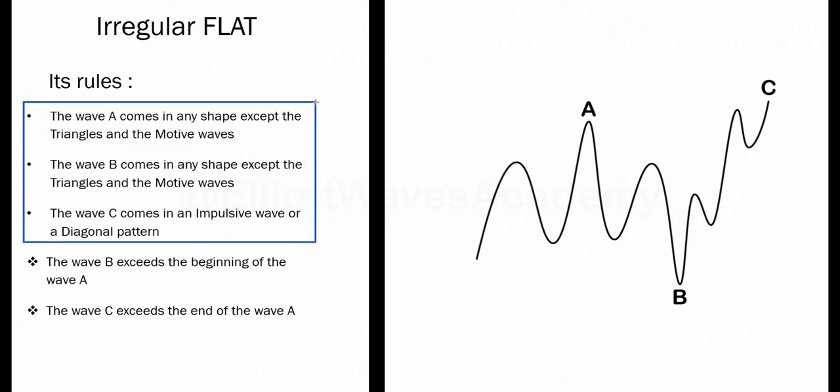Now let's talk about the second kind of flat pattern, which is the irregular flat. The subwaves are the same as the regular flat, but the extension of its subwaves is different. Here we see that wave B exceeds the beginning of wave A, which, unlike in the regular flat, can happen. While wave C, like in the regular flat, goes beyond the end of wave A.